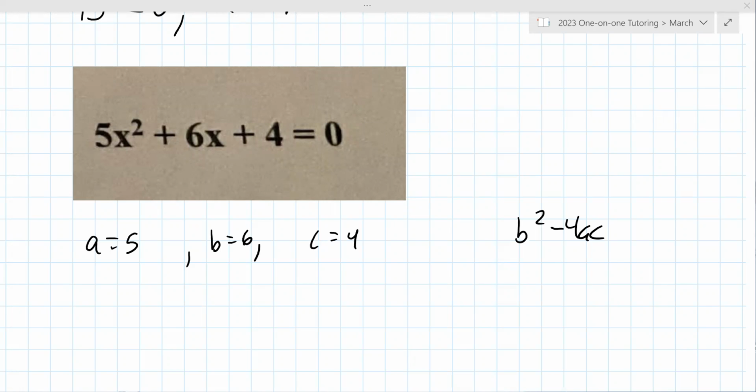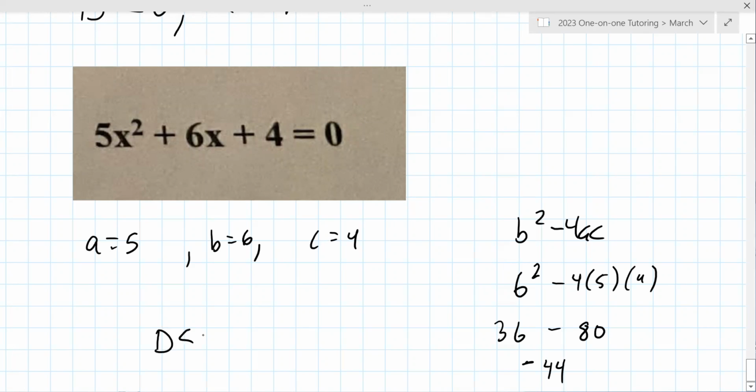You got minus 44. Let me just check here. I thought it was 6 squared minus 4 times 5 times 4. So we get 36 minus 80. So yeah, 44. Good. But negative 44, right? I think you said that. Yeah. All right, good. So your discriminant is less than 0.